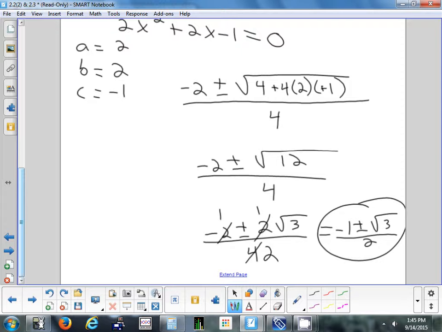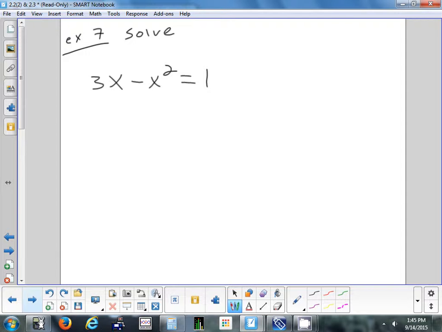Okay, any questions on the quadratic formula? Okay, for now, don't worry about negatives under the square root or imaginaries. We'll get to that later on. We're going to skip that one.